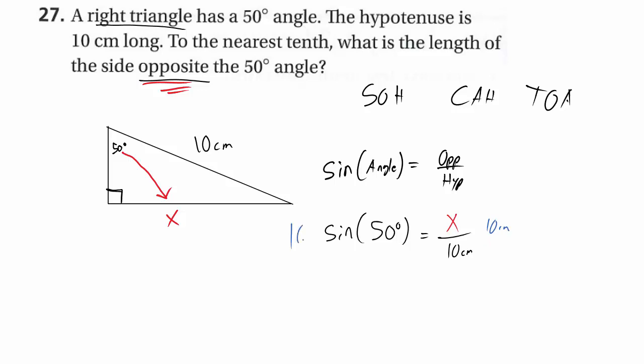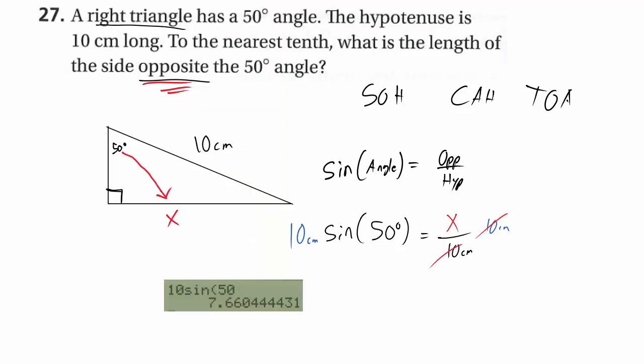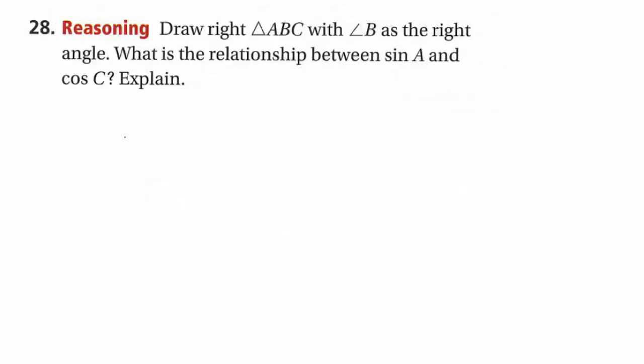And so to solve for x, we need to get rid of the 10 by multiplying by it on both sides. And at this point, this is the exact answer, 10 sine of 50, but I need to use my calculator. Make sure it's in degree mode. And so if I just enter that in, if you round to the nearest tenth, you get about 7.7 centimeters. So just knowing which trig function to use by labeling your sides helps.